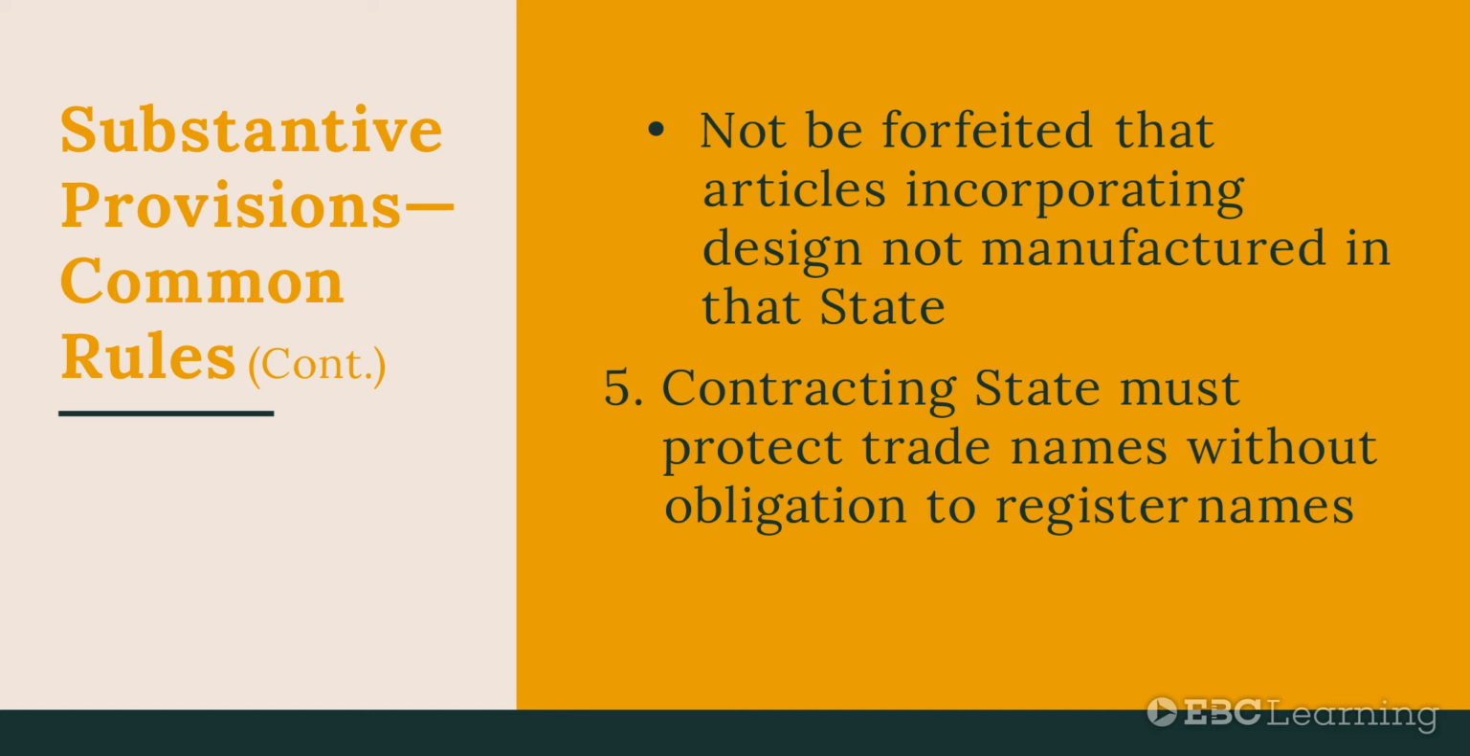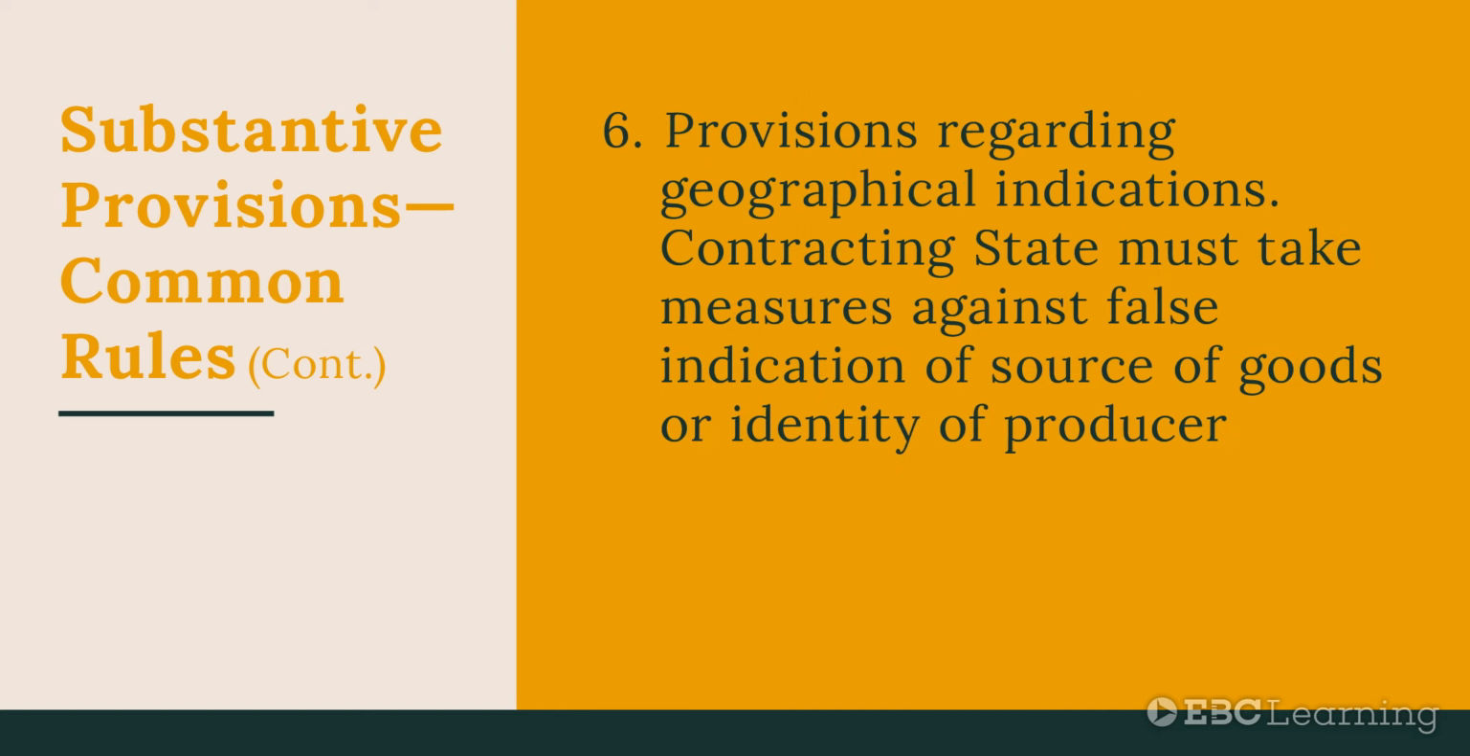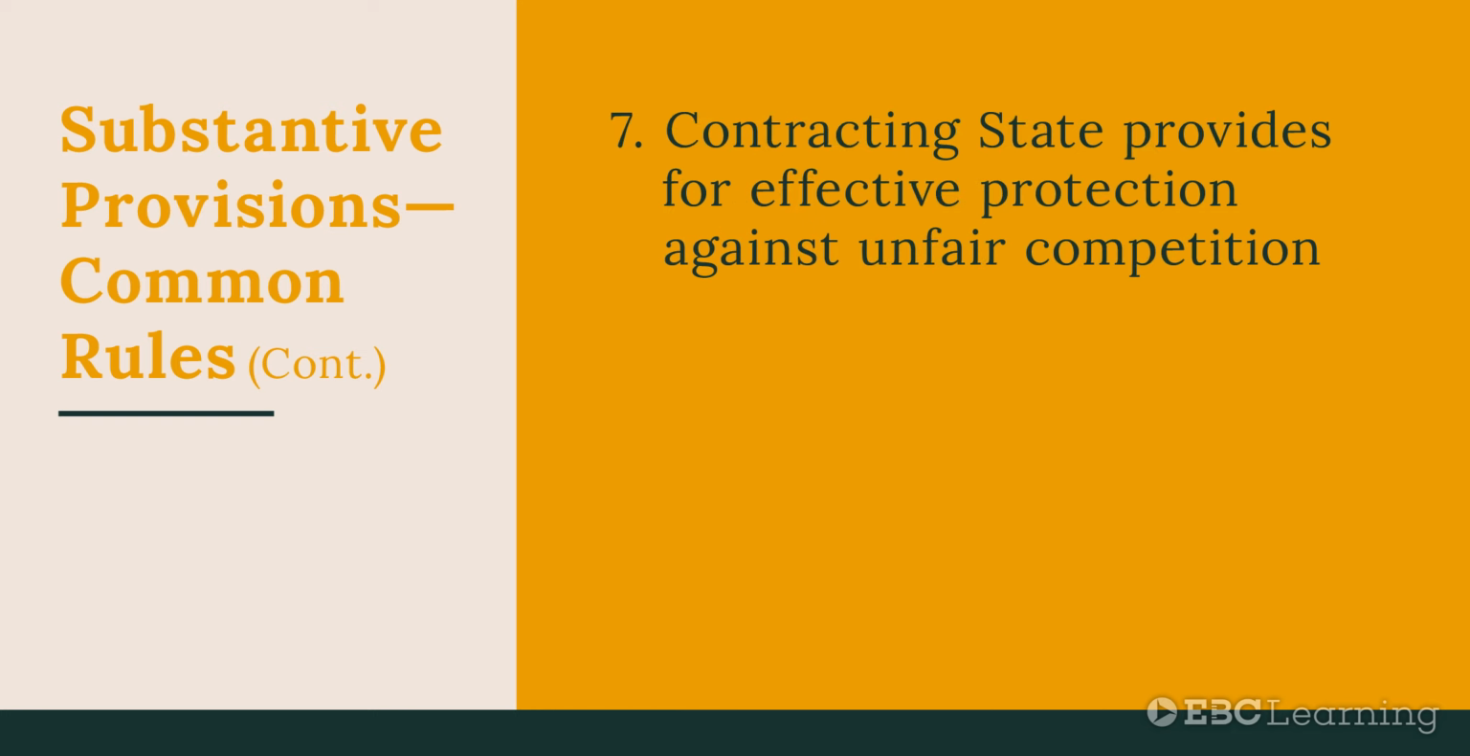The convention also lays provisions regarding geographical indication. The contracting state must take measures against false indications of source of goods or identity of their producer, whether direct or indirect. Each contracting state provides for effective protection against unfair competition. This brings us to the end of this video.